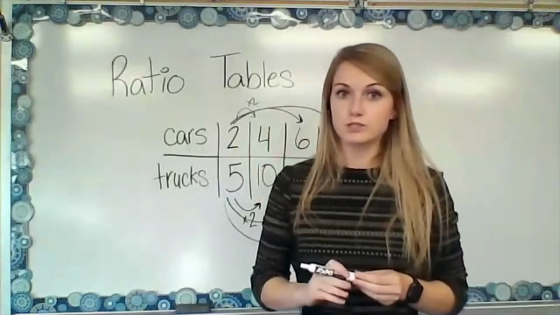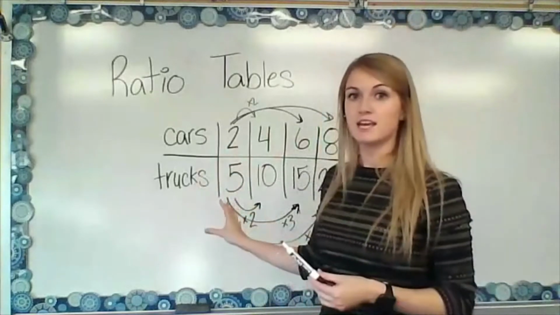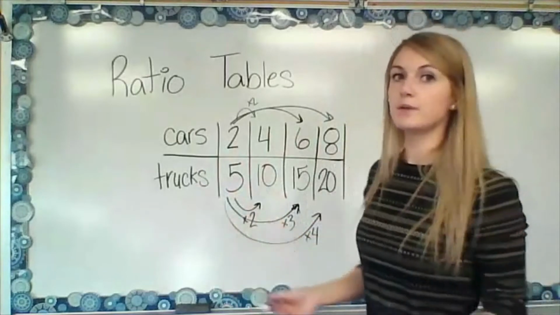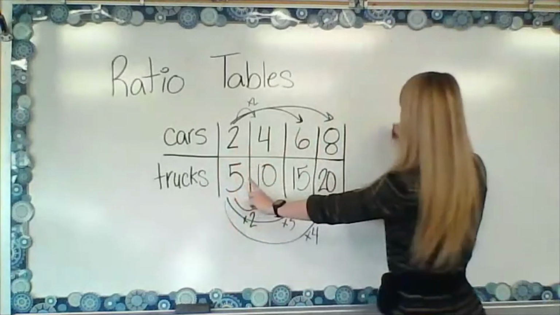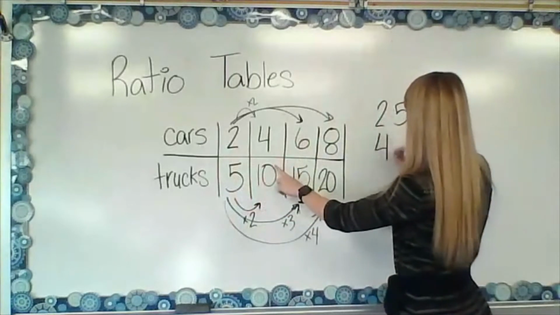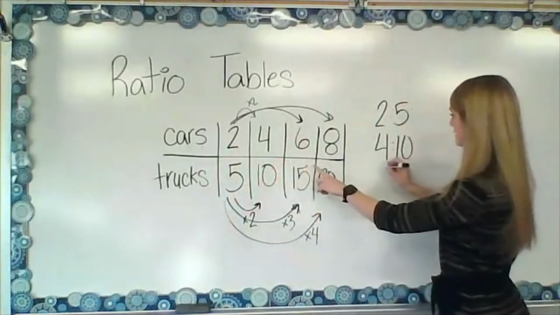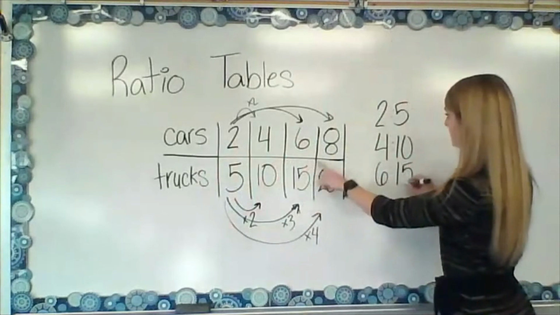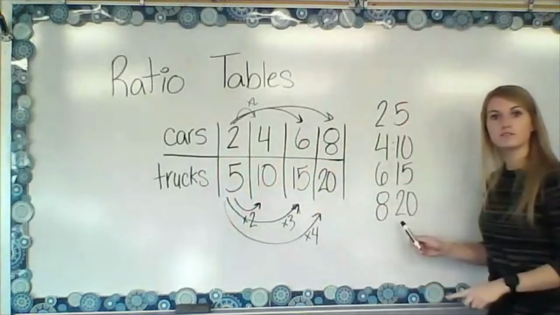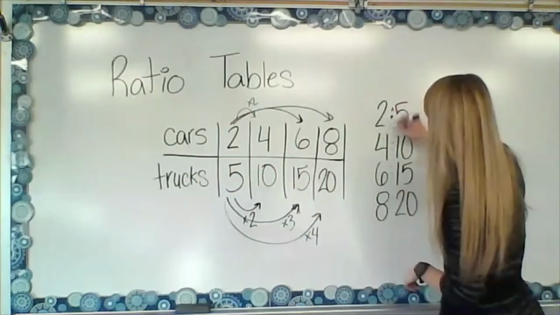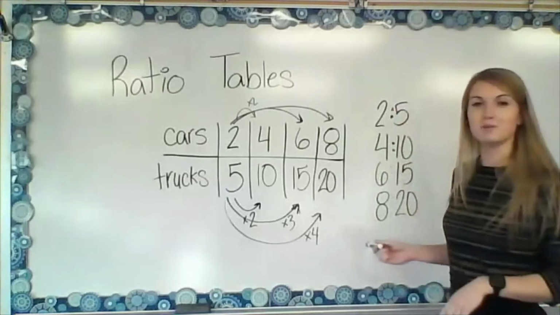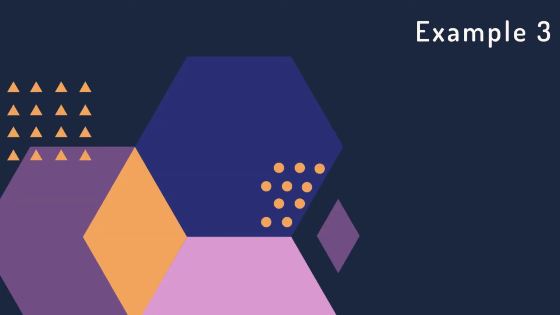Now, also, some of the problems are going to ask you to fill out the table and then write the equivalent ratios. So what are my equivalent ratios? I have 2 to 5, 4 to 10, 6 to 15, and then 8 to 20. If you can see, I've got colons in between all of those. All 4 of these are going to be equivalent ratios.